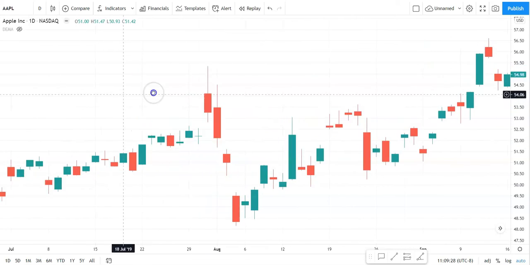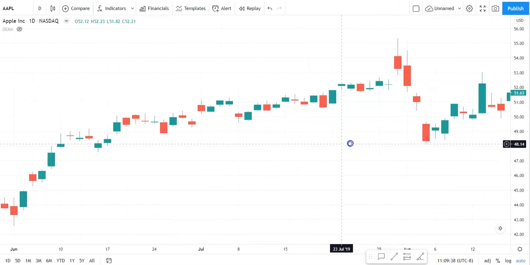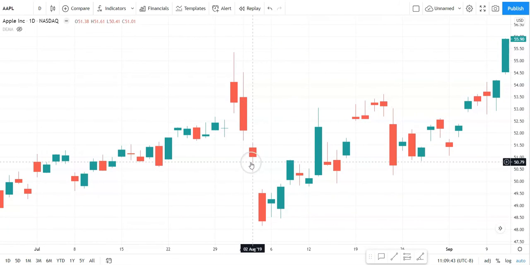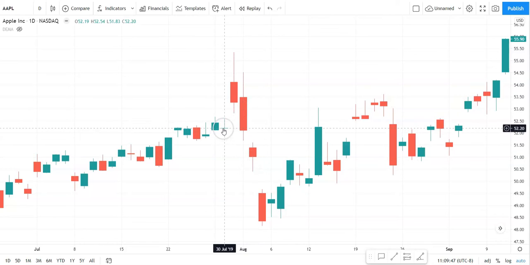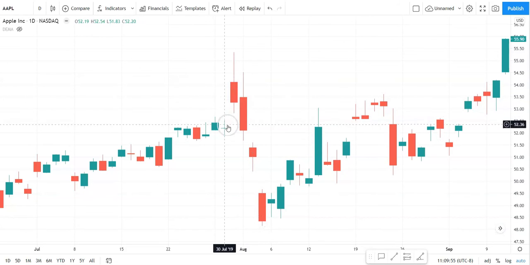So I like to look for entries where we don't gap up at all or very little. Because when you gap up too much, the likelihood that we're going to drop or go the other way are very, very high. So here you can see we gap up and then we end up dropping, because sometimes we have to fill that gap.